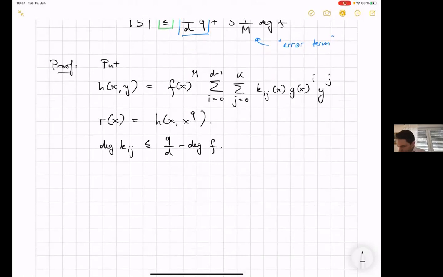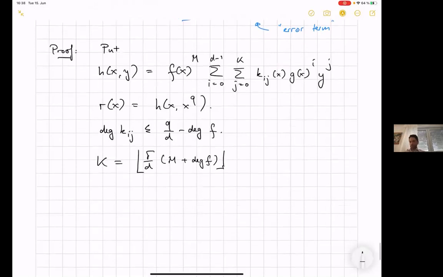Okay, and then I also need to choose k, and I choose k as follows. It's delta over d times m plus the degree of f. This is perhaps not an integer, so I take the Gauss bracket to make it an integer. And we'll see that I have no choice. If I want an optimal result, then this is the way I have to choose k. So there is nothing to choose here, really.